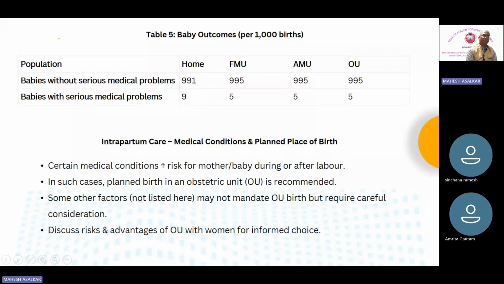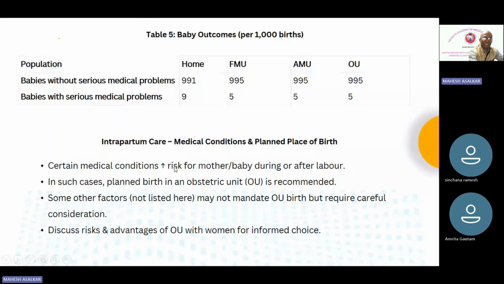Now coming to intrapartum care, medical conditions and planned place of birth. What is important is which place is suitable. Up till now they have not asked, but sometimes they can ask you which place is suitable for a particular patient, whether the patient wants to choose home birth, whether it is suitable or not. So let's see about intrapartum care, medical conditions and planned place of birth.